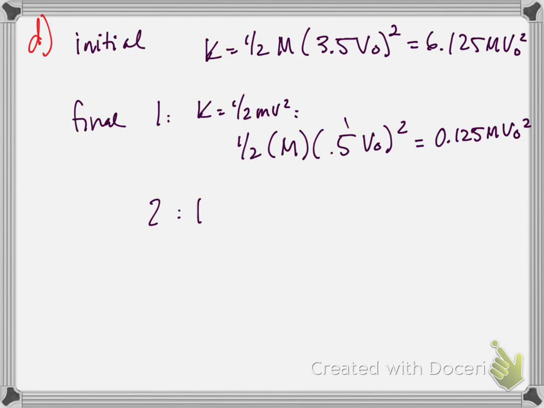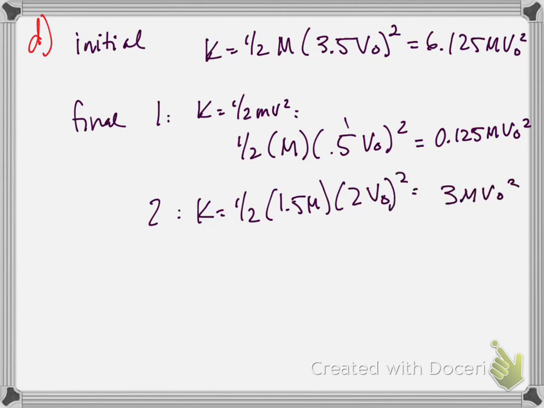For block 2, 1/2 times 1.5 m. It's moving at 2 v naught. We square that, and we get 3 m v naught squared. So the total final is definitely less than the initial. So we say it's inelastic.